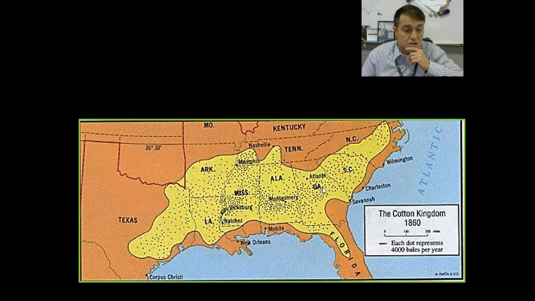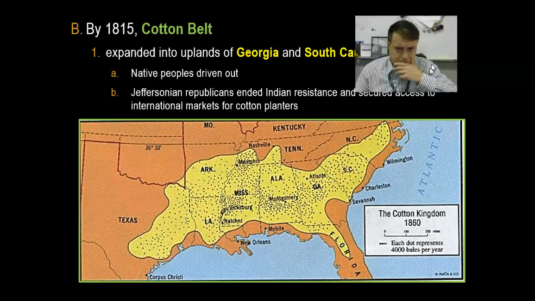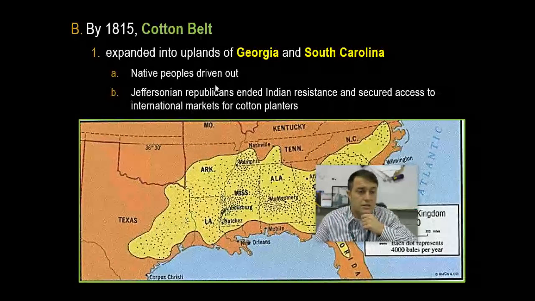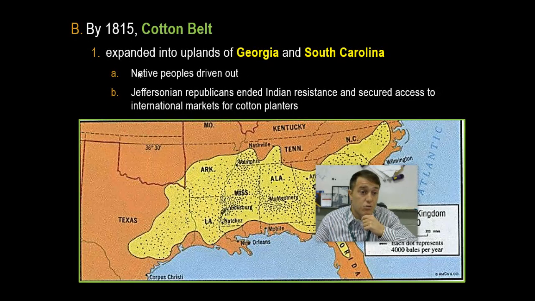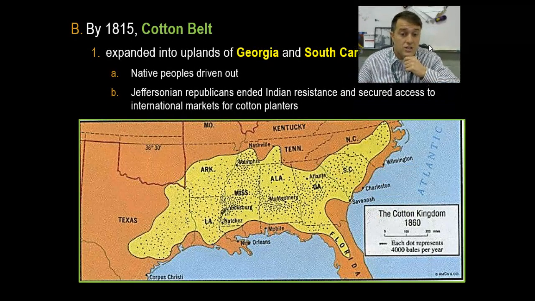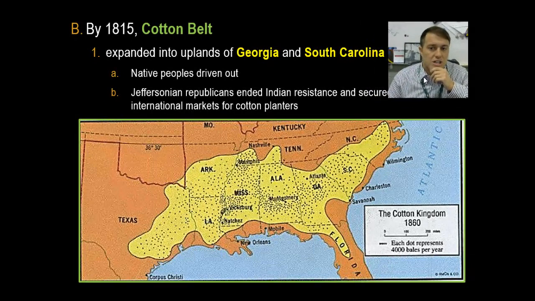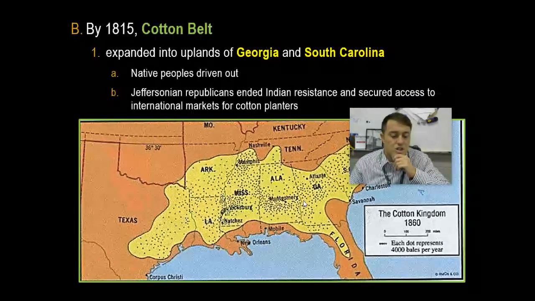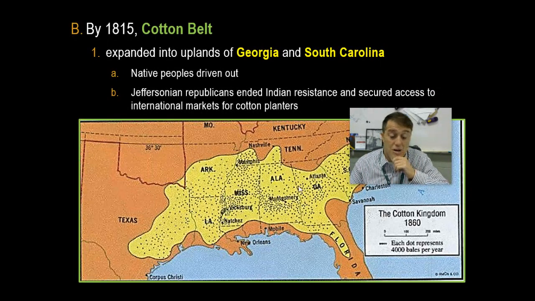All right, King Cotton. Here's just another version of it, moving farther and farther west. Upland Georgia, and here's something that's really important: native people are driven out. So we're going to see these areas, Georgia specifically, and I want to say the Cherokee. We're actually going to talk about the Cherokee Nation. I'm pretty sure. I want to double check this.